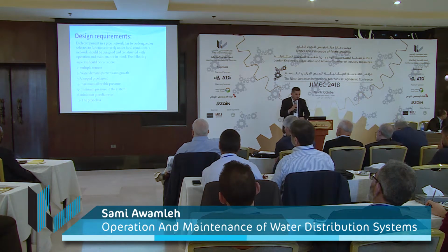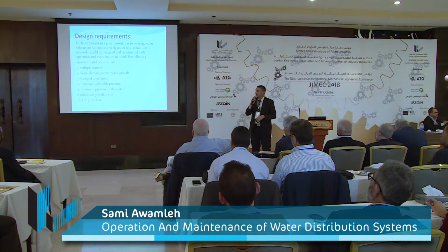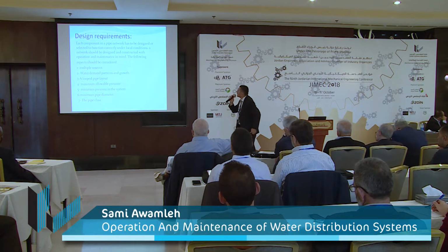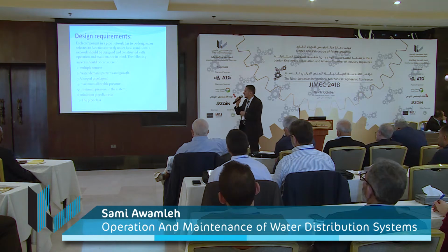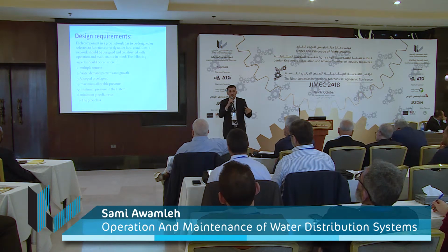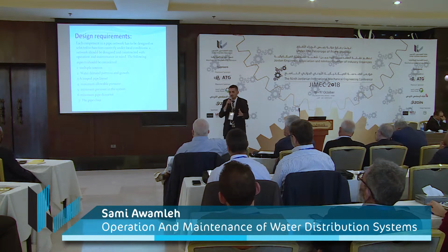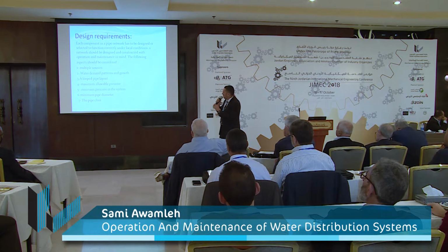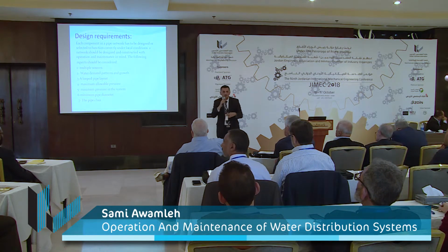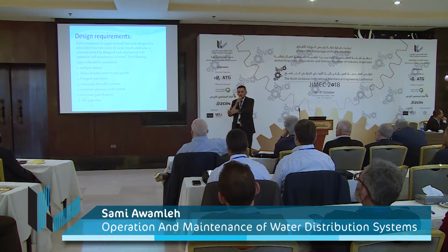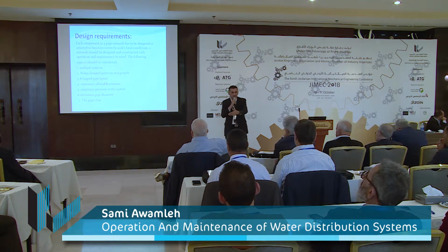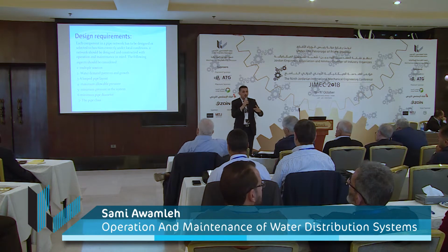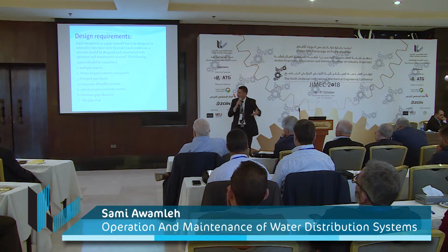Design requirements. The pipe network has to be designed considering many aspects. Multiple sources: we should provide the area or the town from multiple sources. If one source has stopped, the other will give water and service to the people. Water demand pattern and growth: we should consider that this town, for example, will increase, the population will increase rapidly, so we make our study for 10 or 20 years in the future.